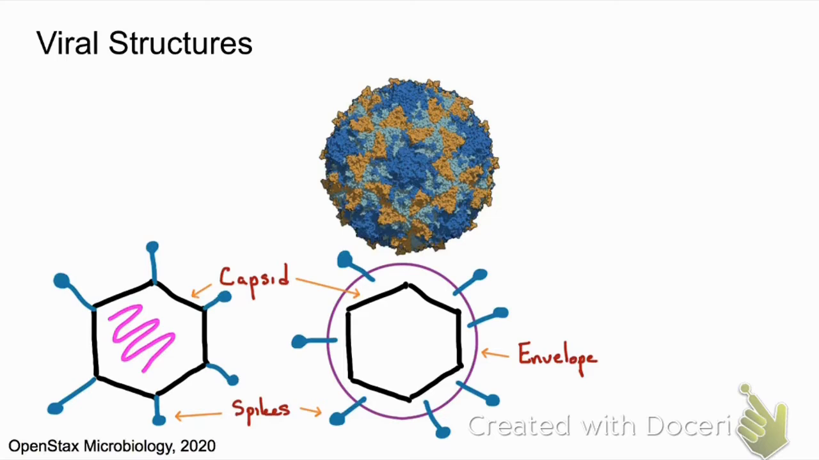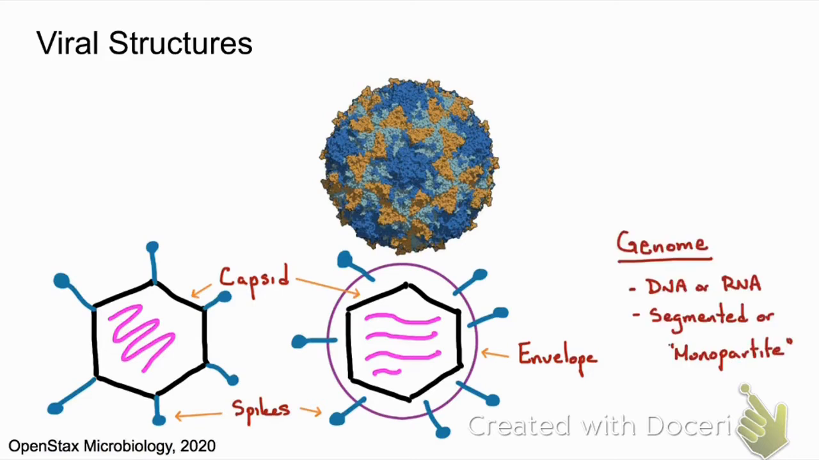Inside of the virus, or the viral particle, we will find the genome, which is being shown here in this hot pink color. Genomes can be either made up of DNA or RNA. They can be segmented, as is shown on the one on the right, or they can be monopartite. In other words, they can be a single double-stranded DNA or single-stranded RNA particle, either in a linear form, as is shown on the left, or in the circular form, kind of like a plasmid.